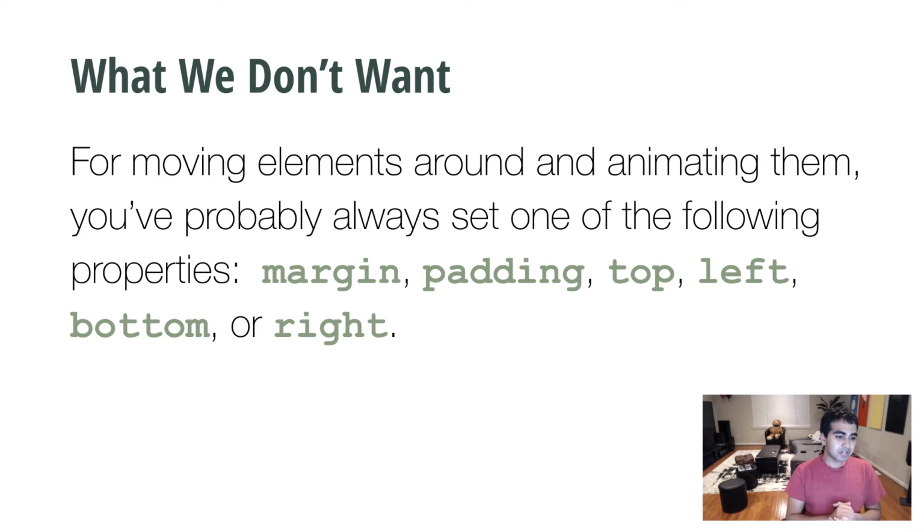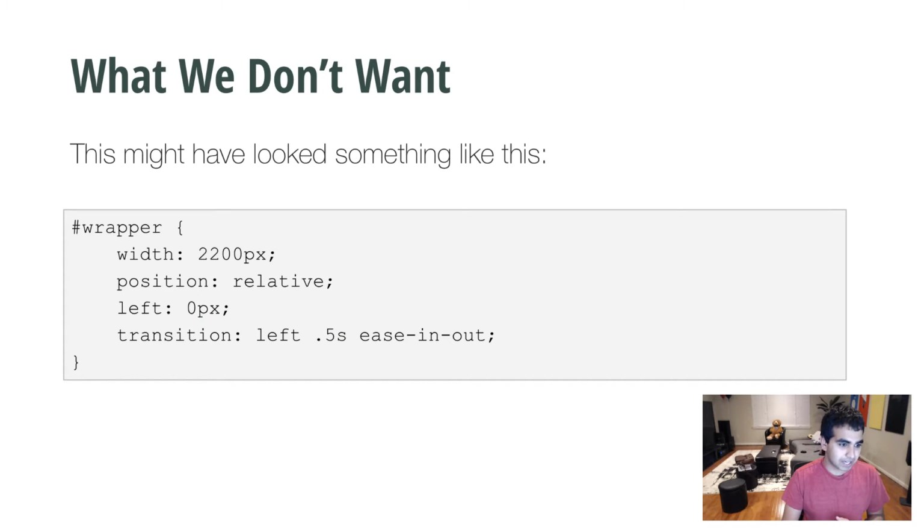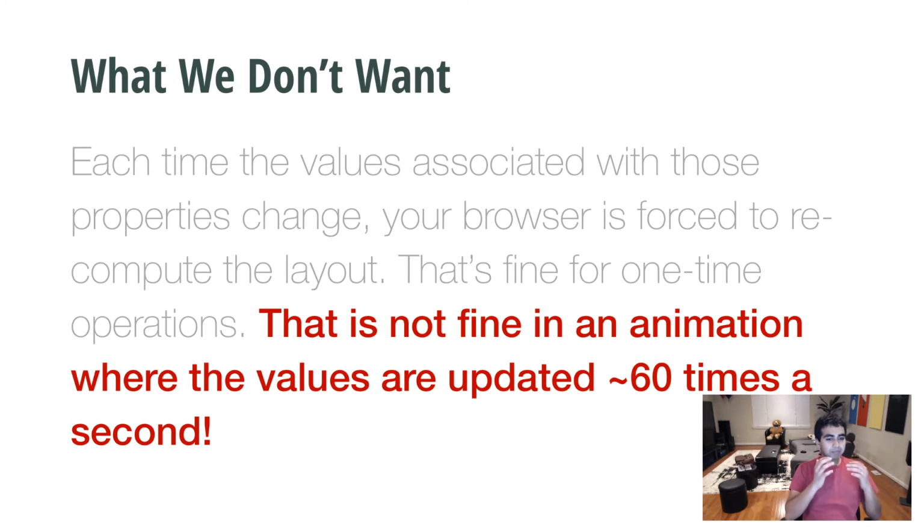So historically, we've probably been using margin, padding, top, left, bottom, or right for setting the position of items, for arranging where they appear. And it might have looked a little bit like this. So in this case, I have the left property set to 0 pixels, and I have a transition defined where I'm looking for changes on a left property. And when a change is detected, an animation will play where it goes for half a second using the ease in out easing function. Now, this is not terrible, but the problem is we're trying to make our animations very performant. And the problem is this.